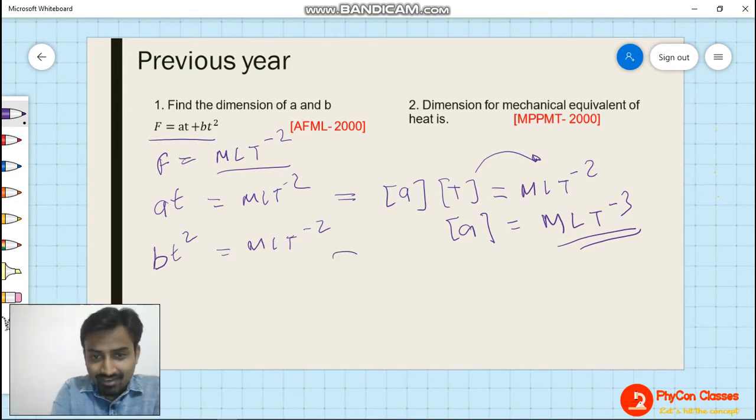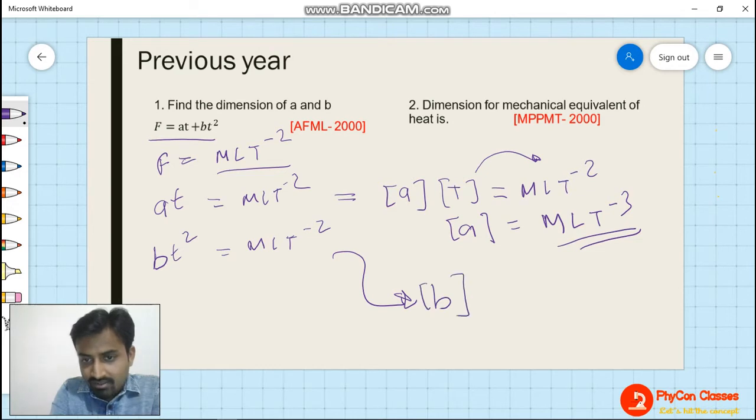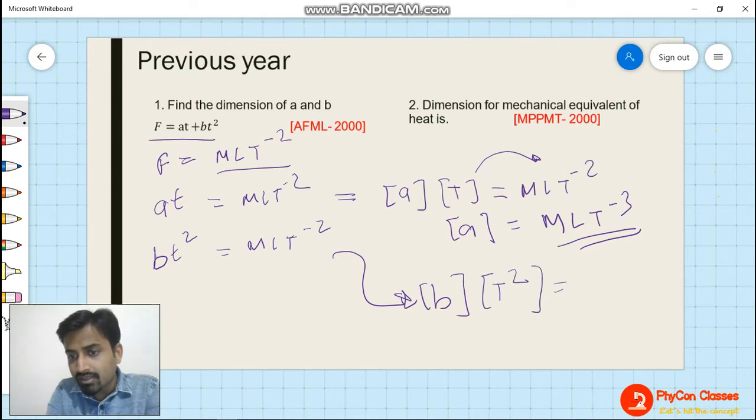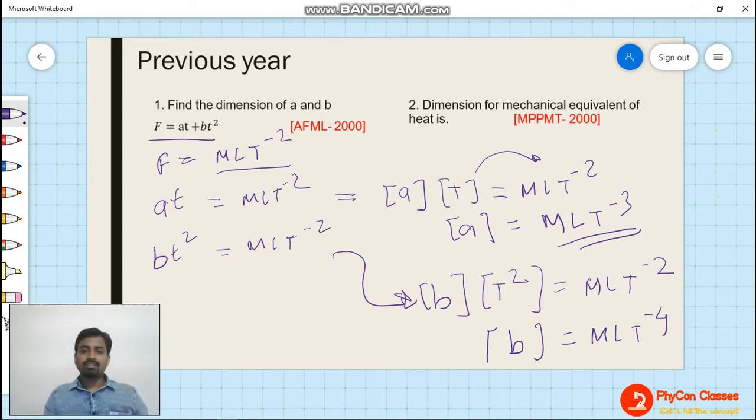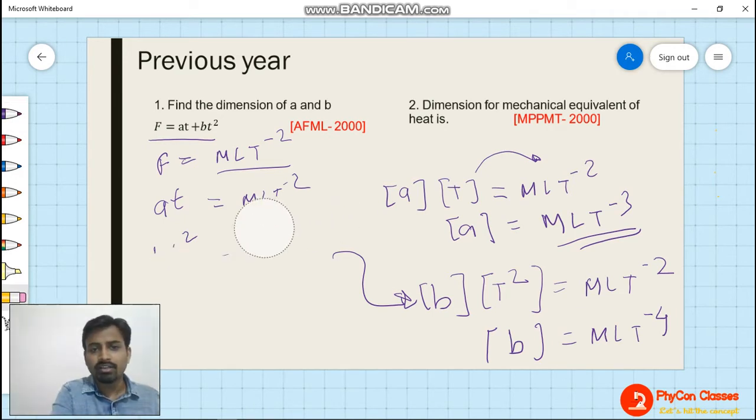Okay, fine. Now coming to this one, again for B we want to know the dimensional formula. For T square it will be capital T square, which equals MLT minus 2, and hence the dimension of B will become MLT to the power of minus 4. Clear? I think this question is very simple and everybody must have solved this. So we will move on to the next question.